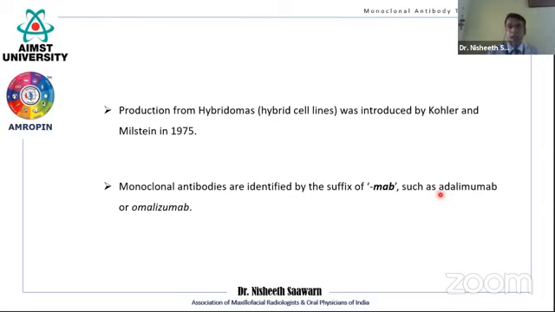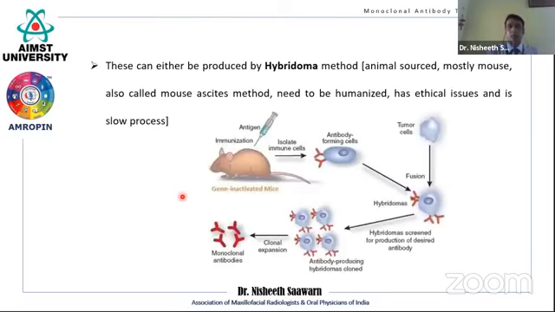All the monoclonal antibodies are suffixed by MAB. Their name is suffixed by MAB, M-A-B, that stands for monoclonal antibody. Like for this example, this drug, omalizumab. This is a monoclonal antibody. So whenever you see a medicine name ending with MAB, you will know that this is a monoclonal antibody, and you will know what precautions to take along with those medications. Okay.